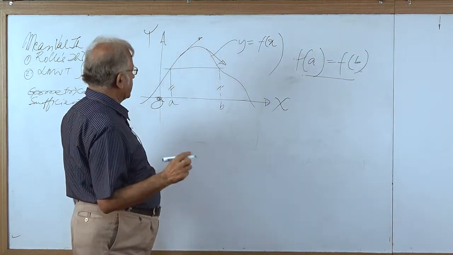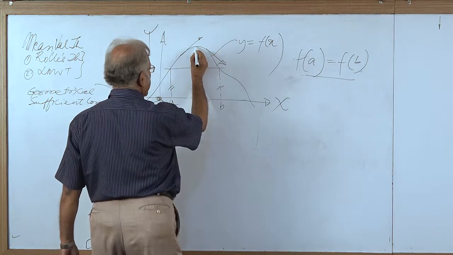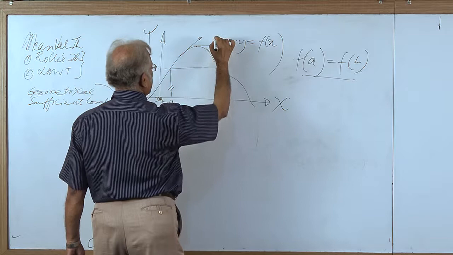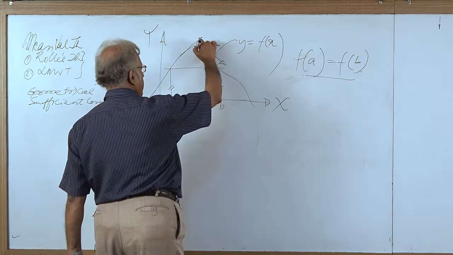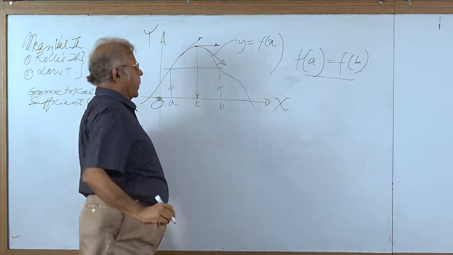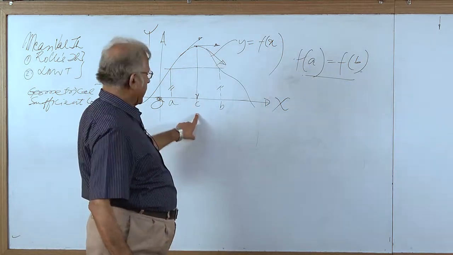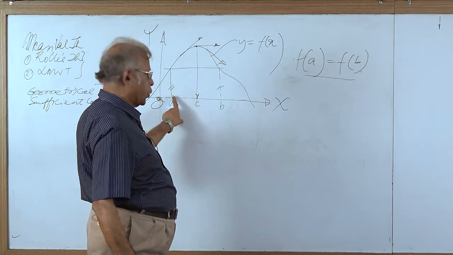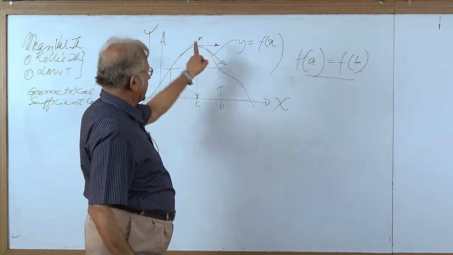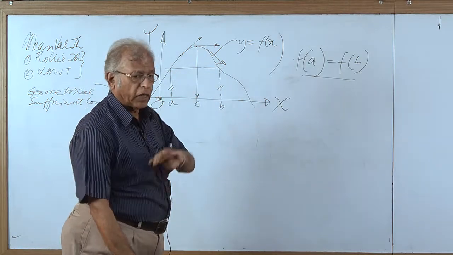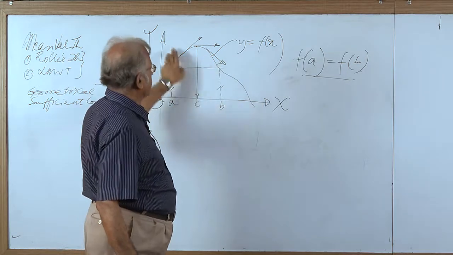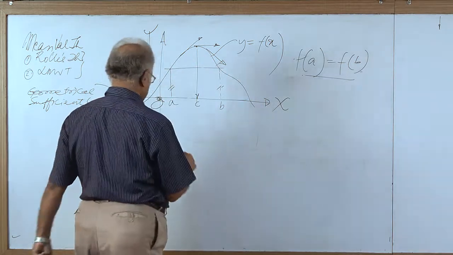Now where exactly is the c? If we come here and draw a tangent, we see that the tangent is parallel to the x-axis. In other words, this is the value of c. So we assert that at x is equal to c, which lies squarely between a and b, f dash c, that means the tangent to the curve at the point (c, f(c)), is parallel to the x-axis.